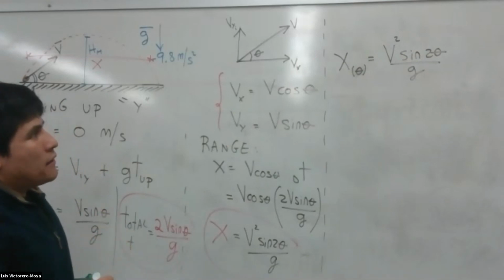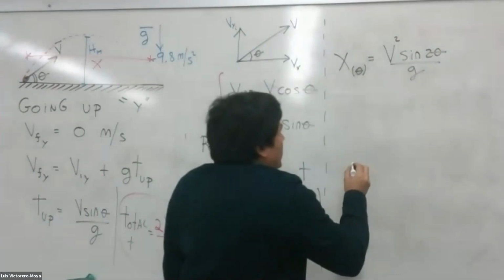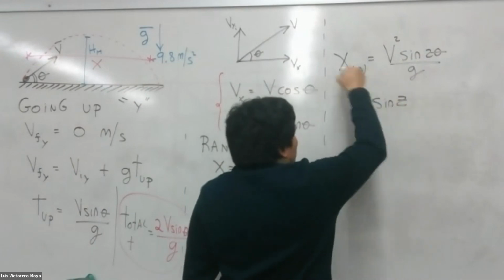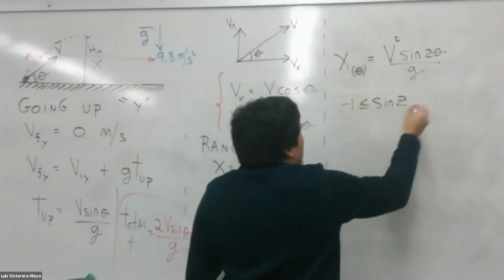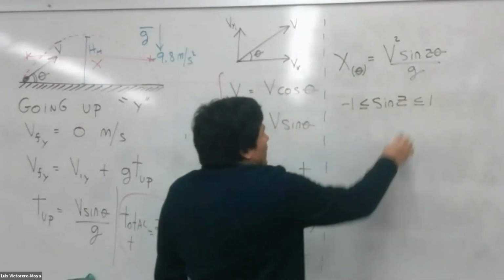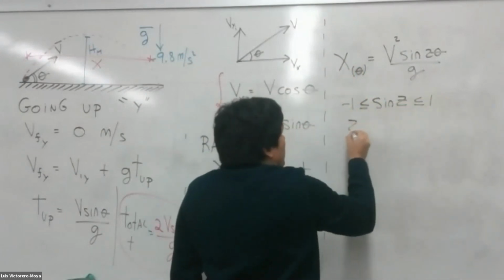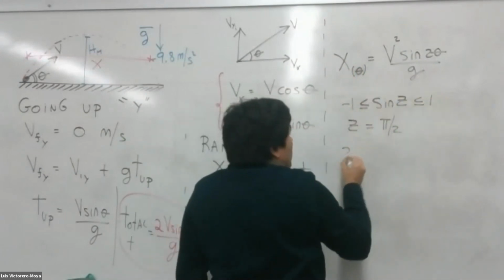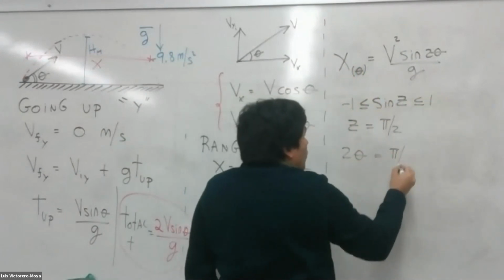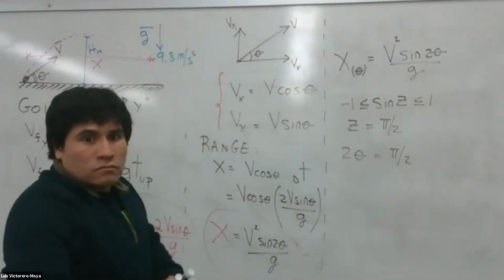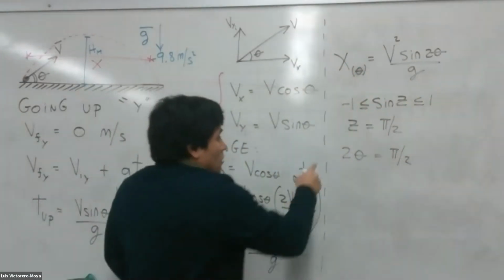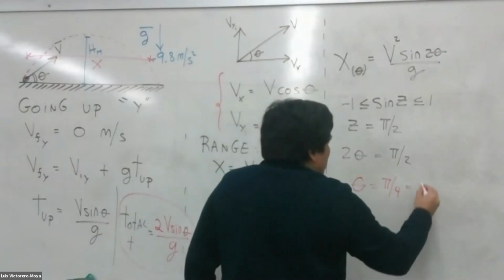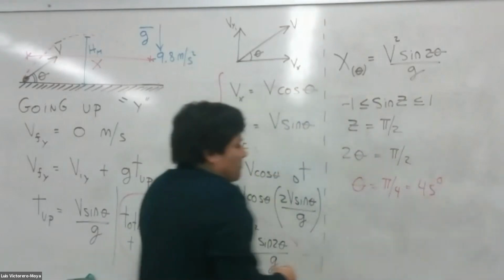There are two ways you can think about it. Sine of any angle, so sine of x or sine of c, you get confused with that, is always between -1 and 1. So the maximum value of sine is when it's 1. So c has to be 90 degrees, pi over 2. So if 2 theta is pi over 2, that's when you have the maximum range. How much is theta? Pi over 4. What's pi over 4? 45 degrees. That's a very simplistic way to prove it.